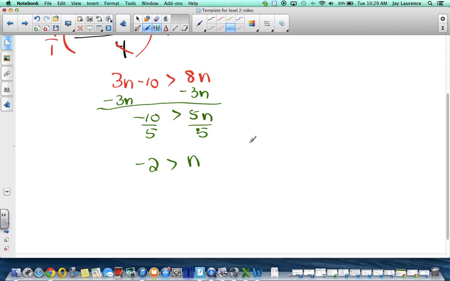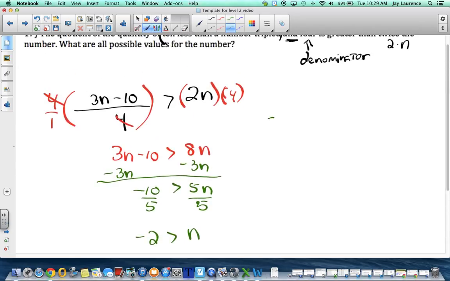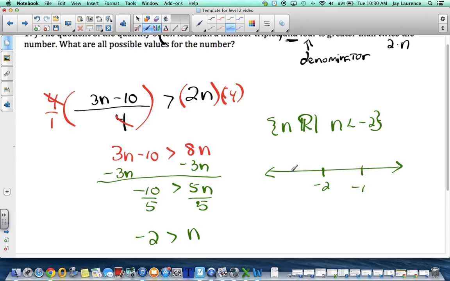And so there is my solution. So n can be any number less than negative 2. Okay, as a solution set, I could say n is any real number such that n is less than negative 2. If I was going to graph that on a number line, of course I would show negative 2. If you want to show negative 1 and negative 3, you go right ahead. And so I'll have an open point, and the numbers that are less than negative 2, like say negative 5, are to the left of negative 2.